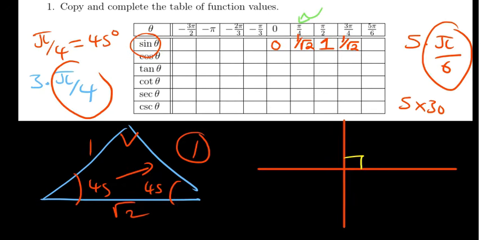5 times 30 gives you 150 degrees. So why is 150 in this quadrant? 150 is 30 before 180. So there's a difference of 30 between 150 and 180.